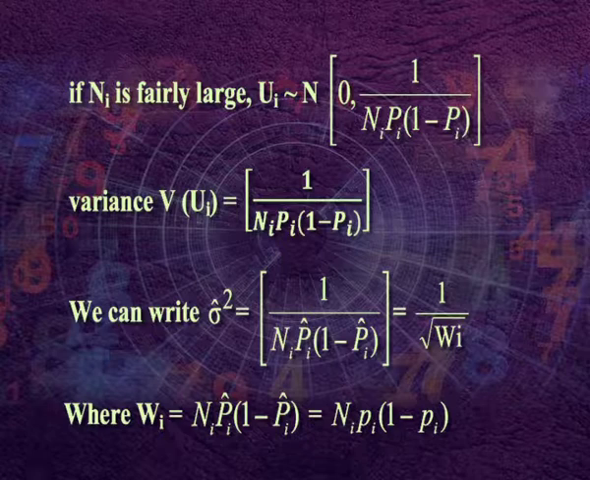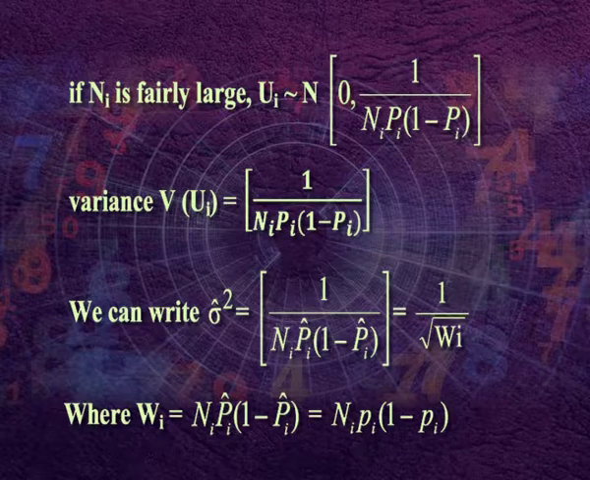Under normality assumption, if Ni is fairly large, ui follows normal distribution with mean 0 and variance 1 upon Ni Pi multiplied by 1 minus Pi. This shows that there is heteroscedasticity. We can write sigma cap square equal to 1 upon Ni Pi cap multiplied by 1 minus Pi cap, which is equal to 1 upon Wi, where Wi equal to Ni Pi cap multiplied by 1 minus Pi cap, which is equal to Ni Pi multiplied by 1 minus Pi.